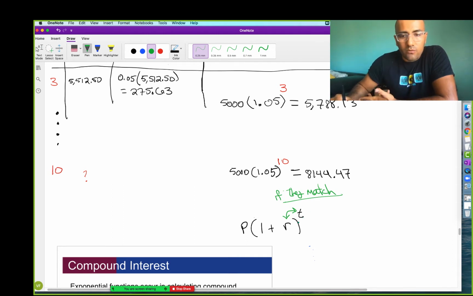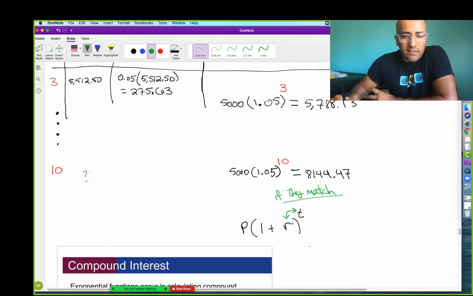But what if they don't match? What if one of them is given in terms of months, and this one is given in terms of years? They don't match. Or this one's given in terms of days, and this one's given in terms of months. They don't match. So we have to adjust it a little bit.